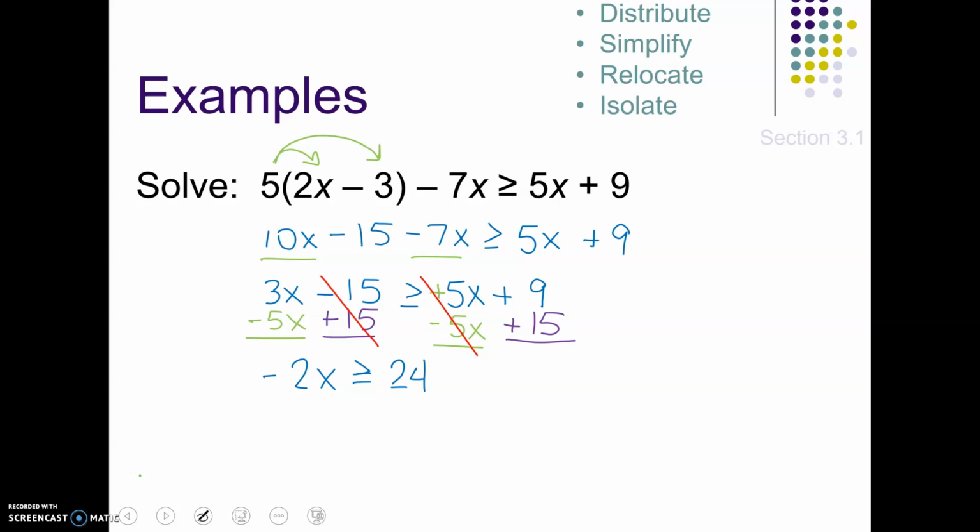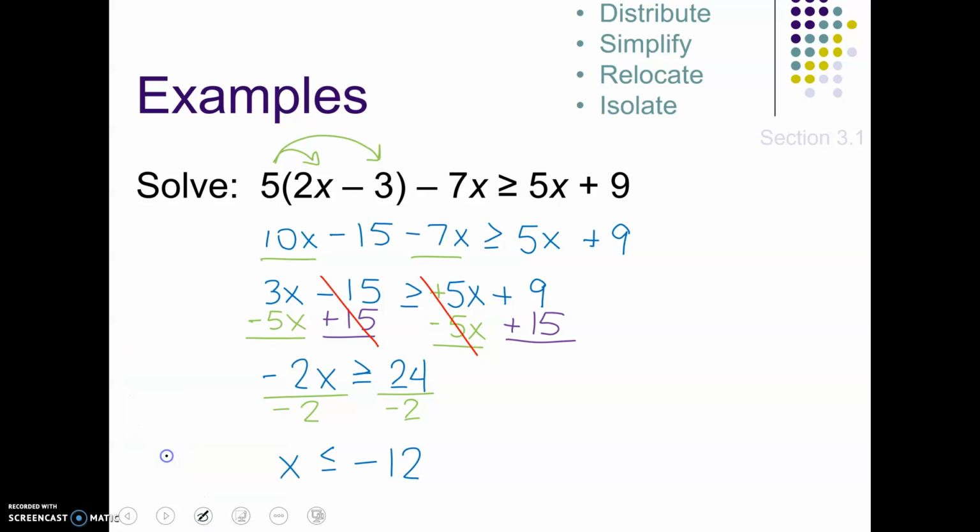Now my job is to isolate the variable. I need to get x by itself. Right now there's a negative 2 attached with multiplication, so I will detach that with division and do the same thing on the other side. But notice this is again a step where I'm dividing by a negative, and that's where I have to be extra careful. So negative 2x divided by negative 2 is x. 24 divided by negative 2 is negative 12. But because I divided by a negative, that greater than or equal to symbol changes to a less than or equal to. So the arrow is pointing in a different direction.